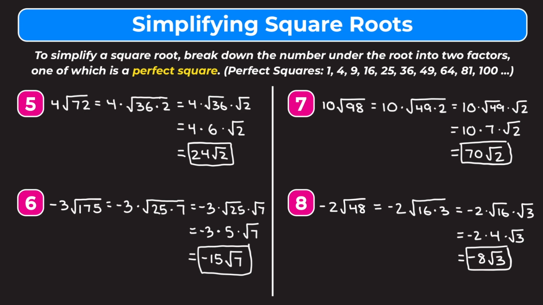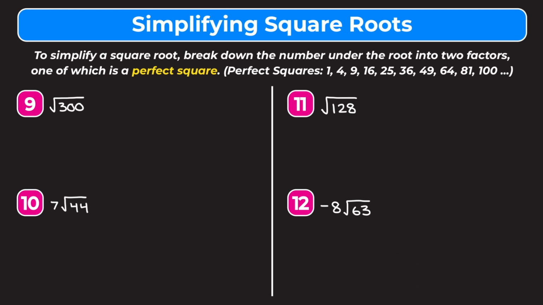Let's go through 4 more problems just to make sure we've got this down. So for these last 4 examples, I encourage you guys to pause the video and try them on your own, and then you can watch me work through them to make sure that you've done them correctly. So example 9 is the square root of 300.